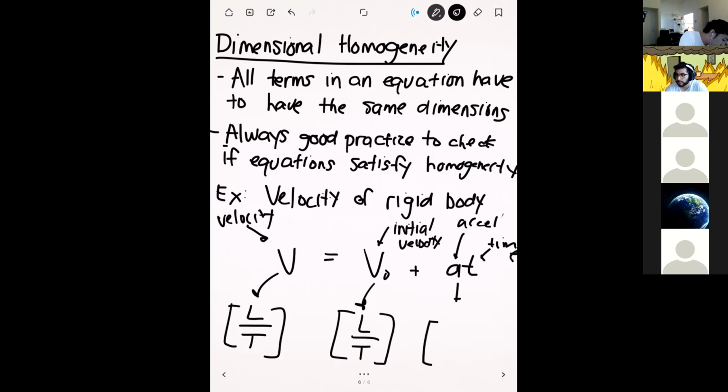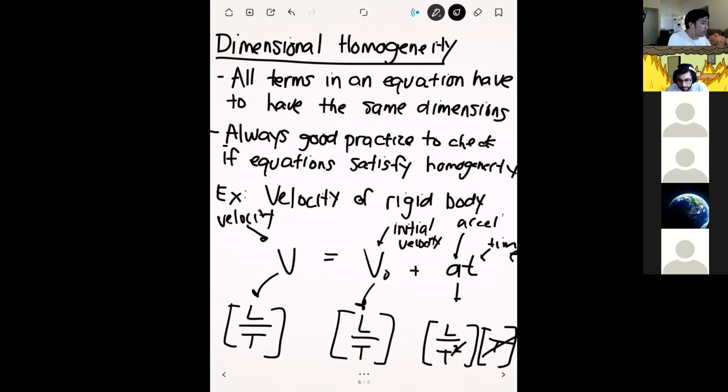And then this last term, a times t, is a multiplication term, so we have to multiply their dimensions by each other. Let's start with acceleration: L over T squared. And the dimensions for time is just T. If we perform this cancellation, this T is going to cancel out with this exponent. Once we do that, we have L over T.